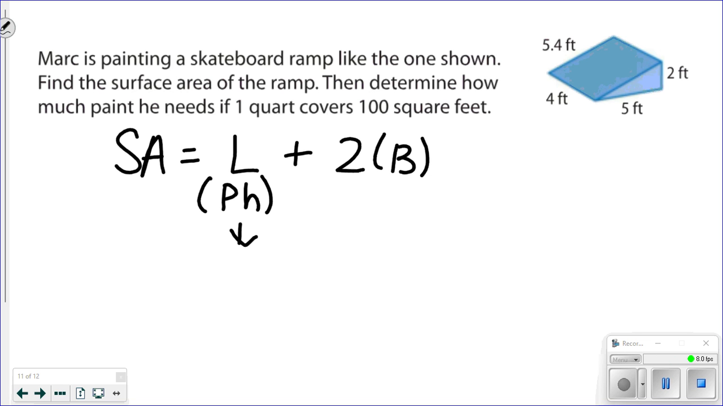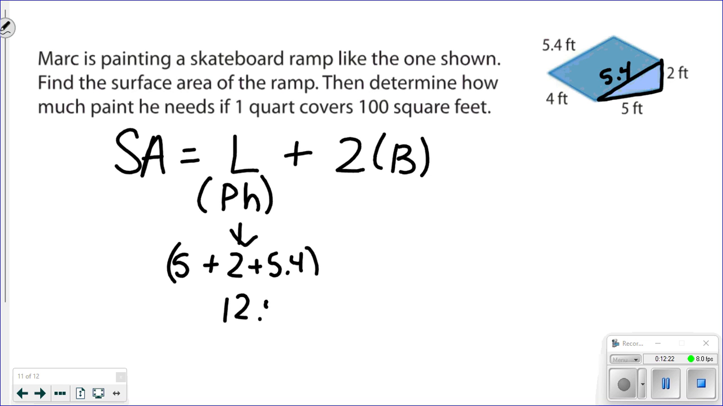Now remember, it's taking the perimeter of your base. So it would be 5, and this would be 5.4. So it would be 5 plus 2 plus 5.4. We're going to add those together. And I get 12.4. And I've got to take it times the height of this, so right here, times 4. So I'm finding the lateral area first. So the lateral area is 49.6.